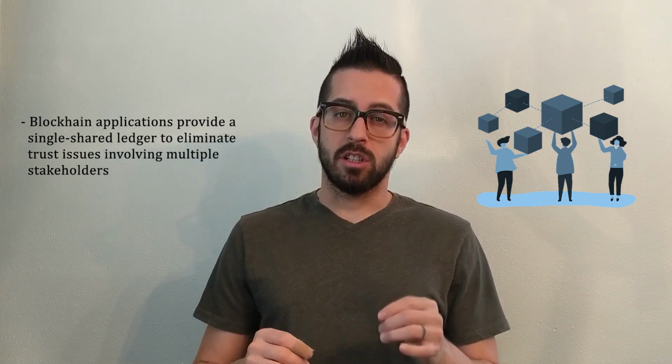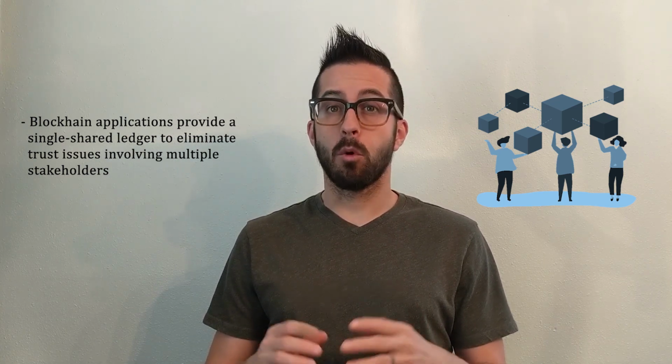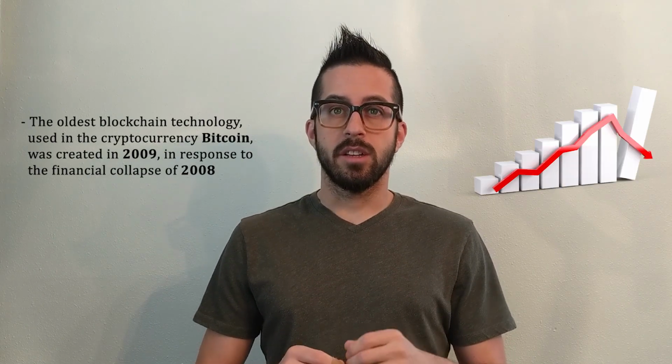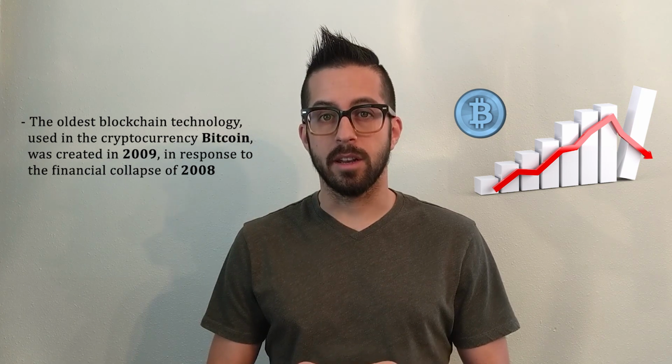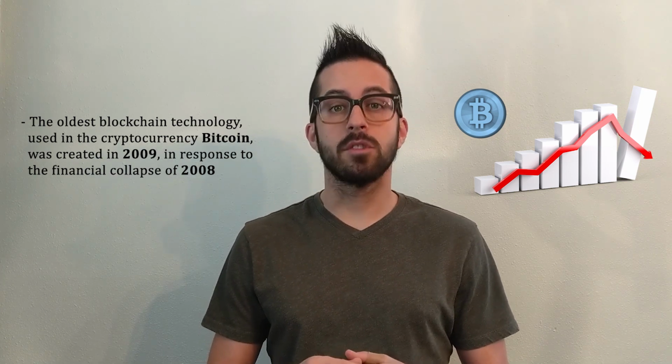So what is blockchain? A blockchain is a list of records tied together through cryptography. Blockchain applications provide a single shared ledger to eliminate trust when there are multiple stakeholders. The oldest blockchain technology is in the cryptocurrency Bitcoin, which was created in 2009 in response to the financial collapse in 2008.